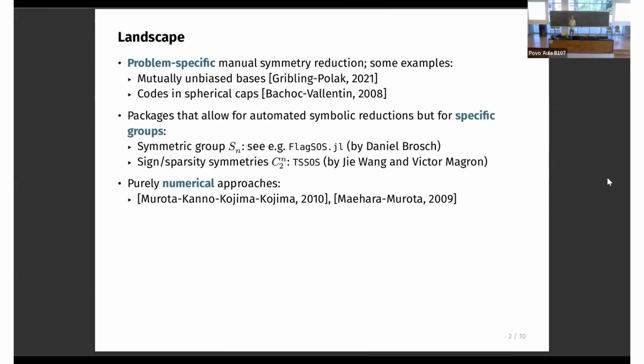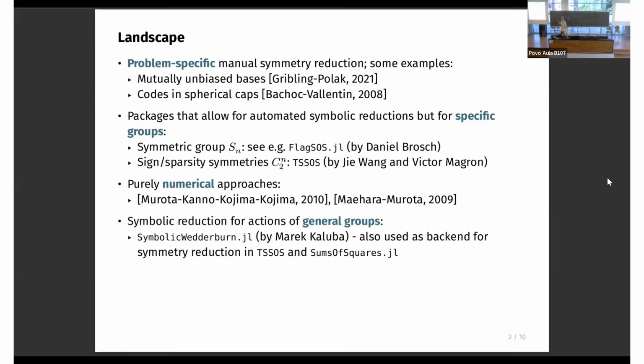Then there's another approach, which is you can do this purely numerically, where you take this is Murota, Kanno, Kojima, and then another extension with Maehara, where they take a whole matrix star algebra and then try to take a random, generic matrix in there and then diagonalize it and then cluster the eigenvalues and then try to find a good basis from the purely numerical side, which of course doesn't scale that well because you're hard bound by dense linear algebra.